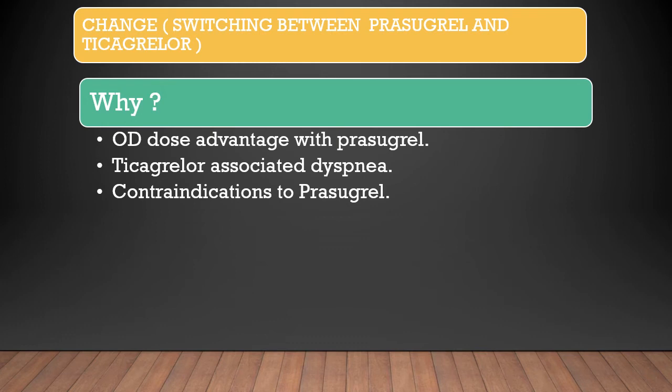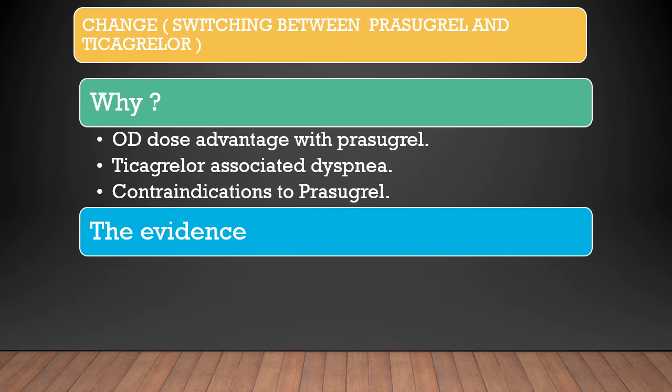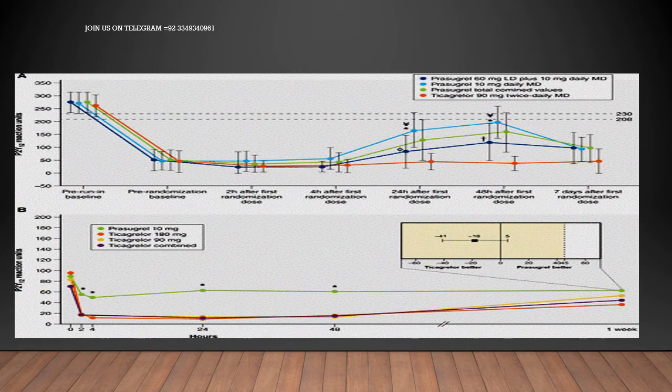And the other is that if the patient is on ticagrelor and develops ticagrelor-associated dyspnea, we will definitely try to switch, changing ticagrelor to prasugrel, unless the patient has some contraindications to the use of prasugrel. The evidence is from the SWAP-2 and SWAP-3 trials. And again, this is just some of the statistics that are displayed here.